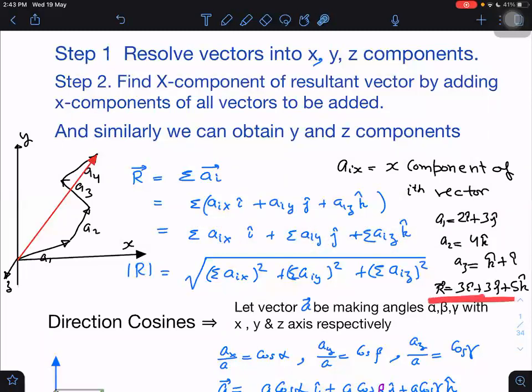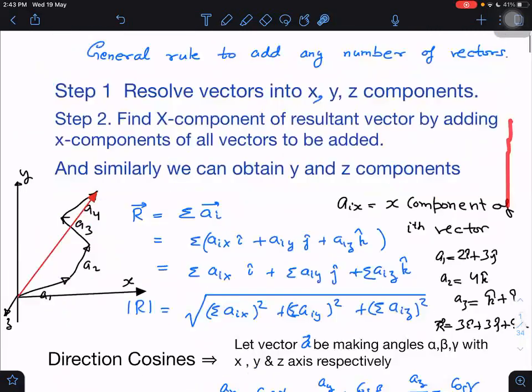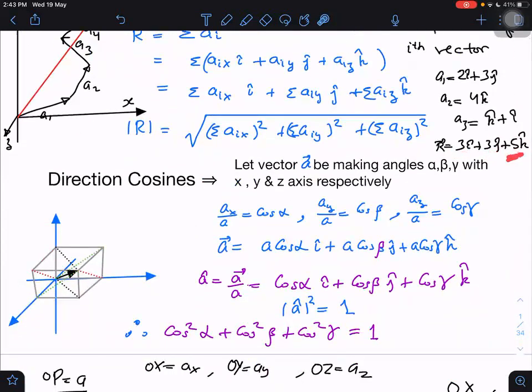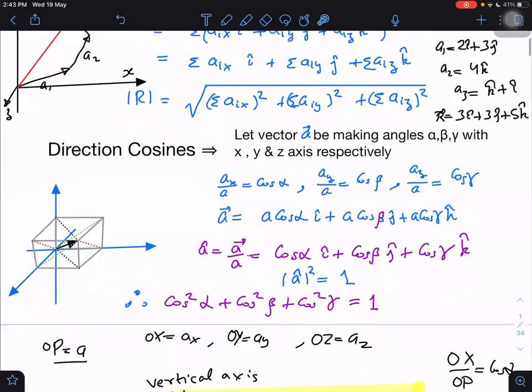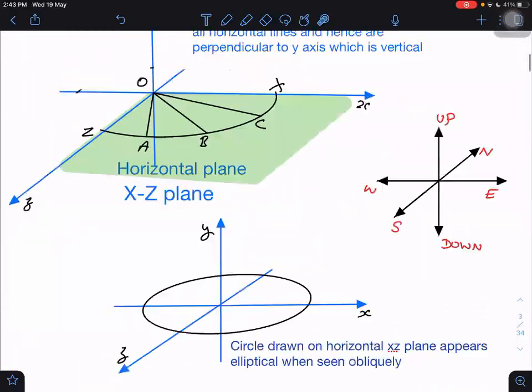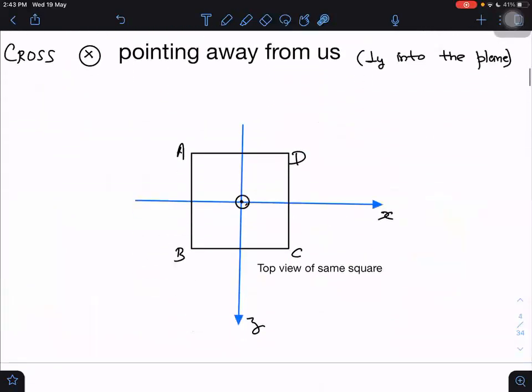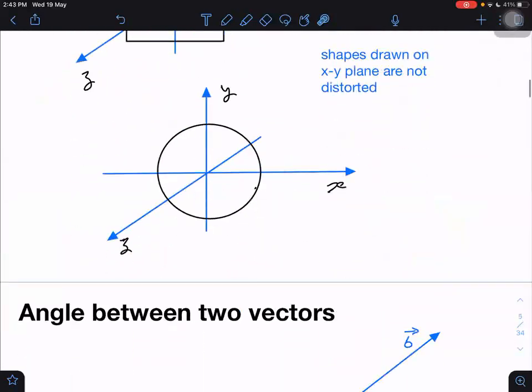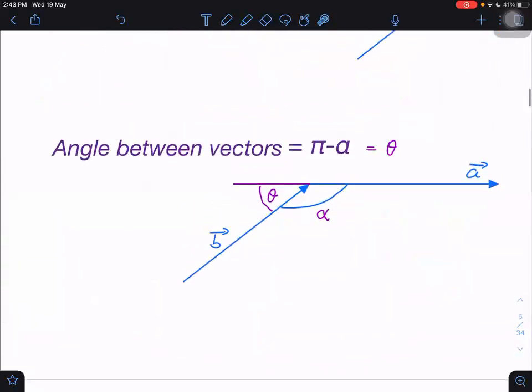Here also I explained. See it here. What is this 3 representing? 3 i cap plus 3 j cap plus 5 k cap. 3 is the x component of the resultant. Second 3 is the y component of the resultant, and 5 k cap is the z component of the resultant. If it is a vector, it will have components, whether it is the resultant vector or a vector which is to be added. That doesn't matter. Okay. Is that fine?